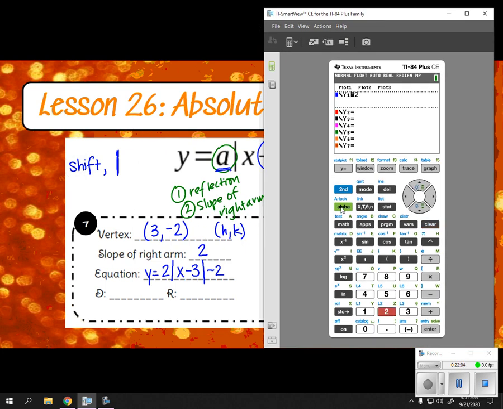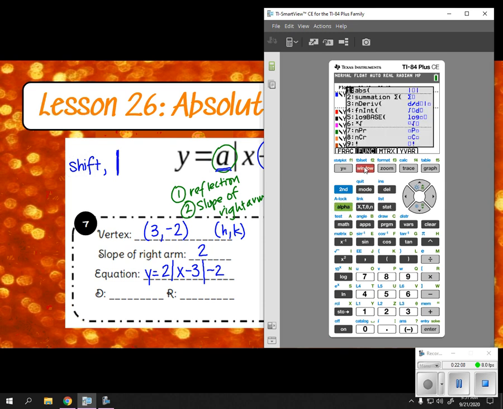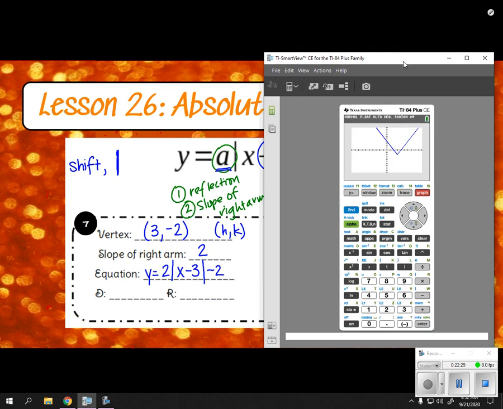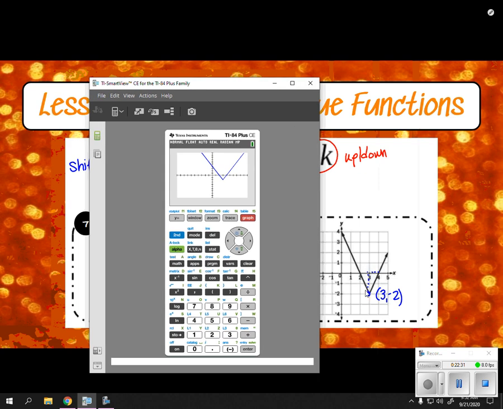We need our absolute value. So alpha, and then I think it's, there we go, alpha window. There's our absolute value bars. Enter. And then x minus 3. And then we're going to have to hit the arrow to get outside, and then -2. There we go. So let's see, does it match the graph? Looks like we're at (3, -2).